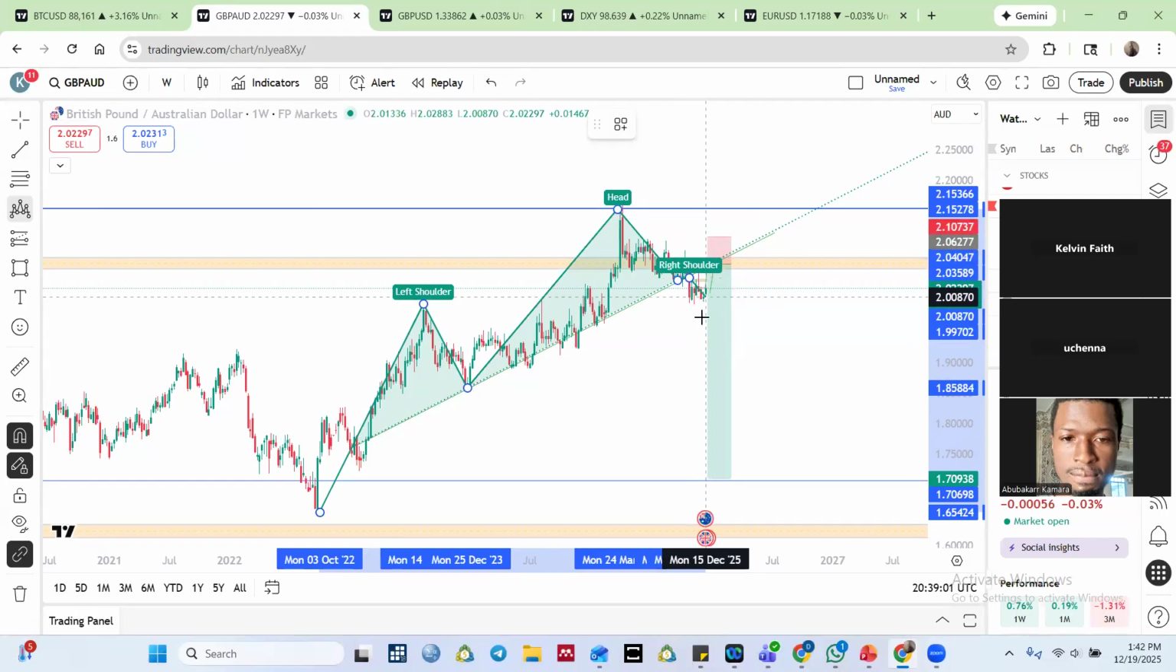Price breaks the neckline or the trend line. We need price to go back and retest the right shoulder. And that's exactly where I've put the entry.